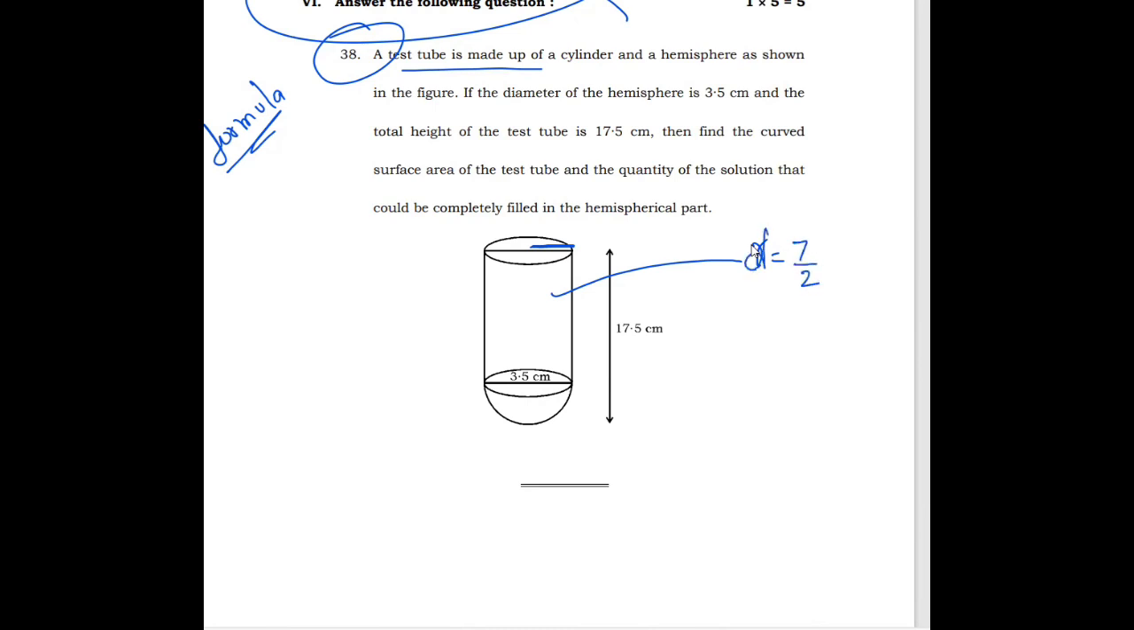Wait 1 second, this is the diameter. 7 by 2, don't write 3.5 because you'll get confused. 7 by 2 is 3.5, right? What is the radius? The radius is half of this, half of 7 by 2, so it is always 7 by 4. In place of writing 1.75 you can write 7 by 4, this is very simple. Radius equal to 7 by 4. This is the first part.